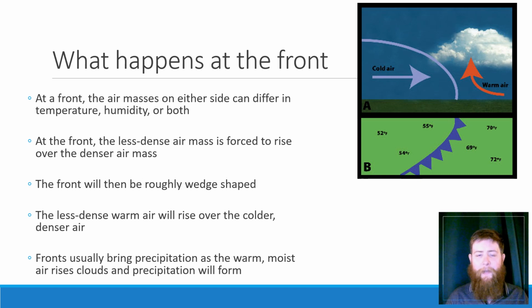So what's happening at this front? At the front, the air masses have either different temperature, different humidity, or both different temperature and different humidity. The less dense air mass is going to rise over the denser one. So usually the less dense one is going to be the warmer, wetter one, kind of like what we talked about last chapter. This ends up causing a kind of wedge shape as these two come together, where the less dense, warm air rises over the cold, denser air.